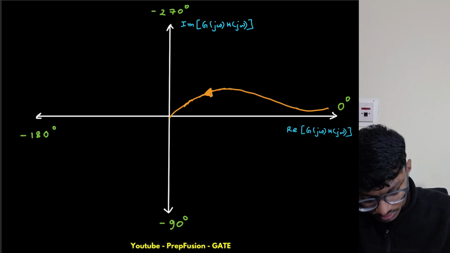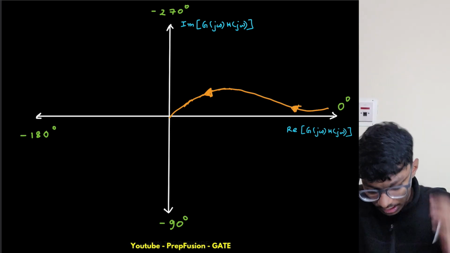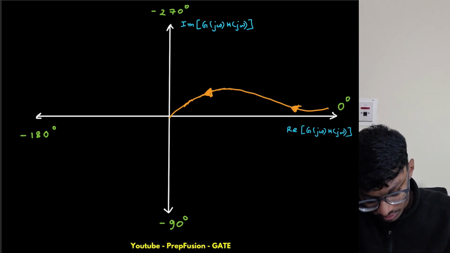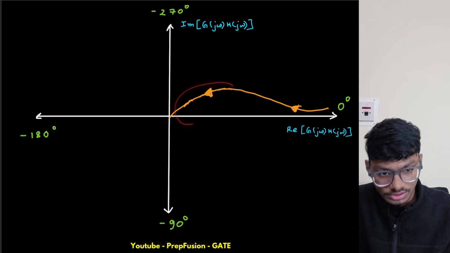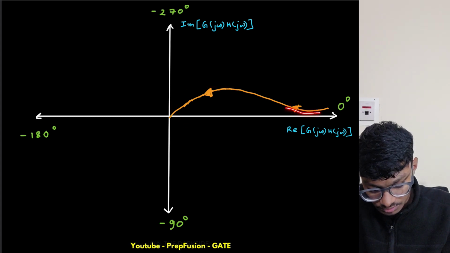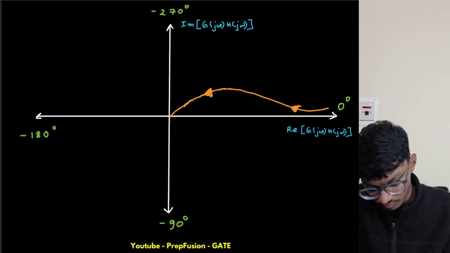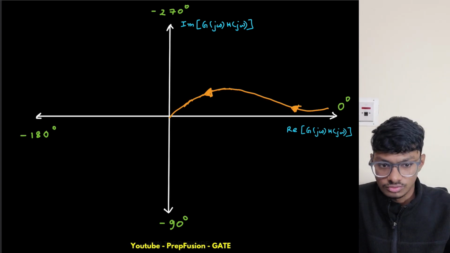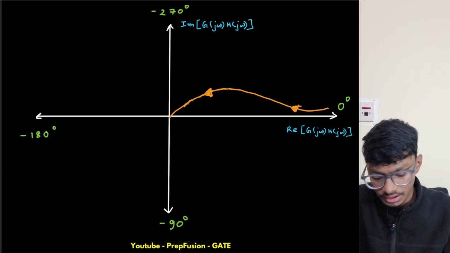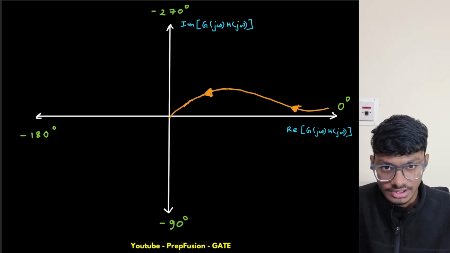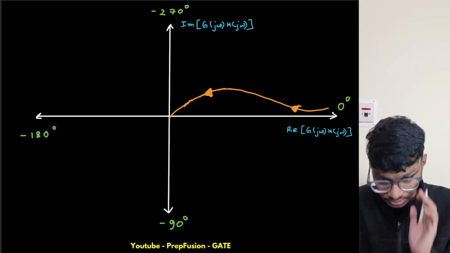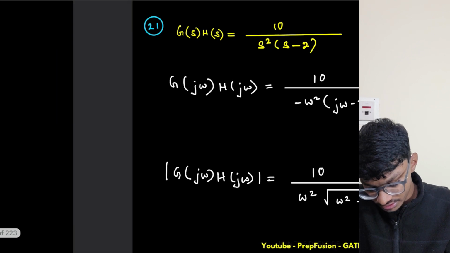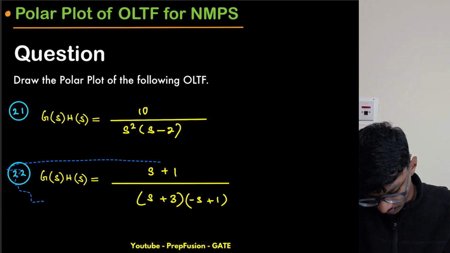This is my polar plot, and this is at omega 0 and this is at omega to infinity, and my magnitude is keeping on reducing. It is a similar shape, but I'm going in the positive direction. So this is the polar plot for this transfer function. Now let's go to the next transfer function. Nothing new here, just instead of rotating in the clockwise direction, I'm rotating in the anti-clockwise, so instead of going in the positive direction, I'm going in the negative direction. That is just the difference. So what I want you to do is take the second question and solve it for yourself if you haven't already.